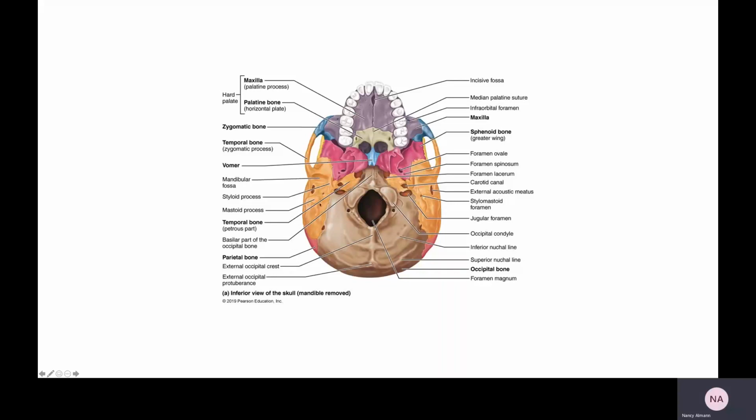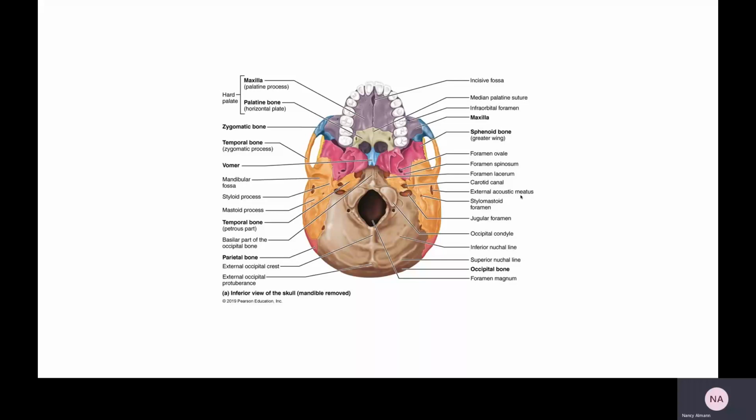Mastoid process, here's one. Here's the other. Oh, and here's the external auditory or external acoustic meatus. Why is the mastoid process important? Because it will be a point of attachment for the sternocleidomastoid muscle, which we get to talk about in the next section.